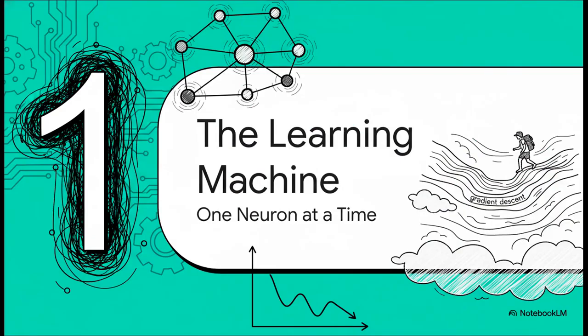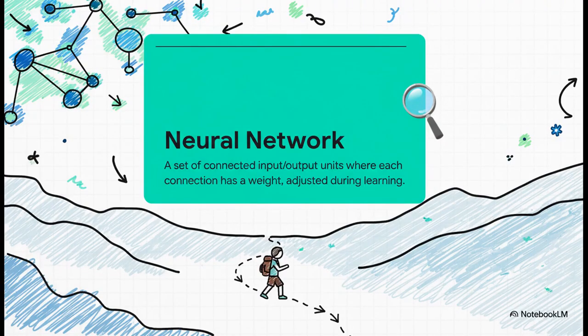All right, we're going to start small, like really, really small. We're going to build our learning machine with just one single simple unit, what we call a neuron. And our goal is to teach this one tiny neuron how to do a very, very basic task. Now, the key word on this slide, the one you really need to remember, is weight. You can think of these weights as little adjustment knobs, like the volume or tuning knobs on an old radio.